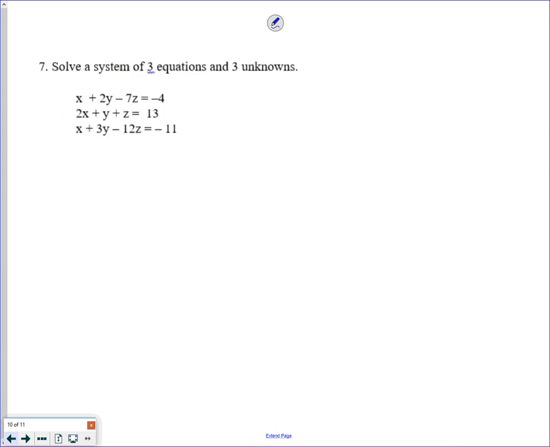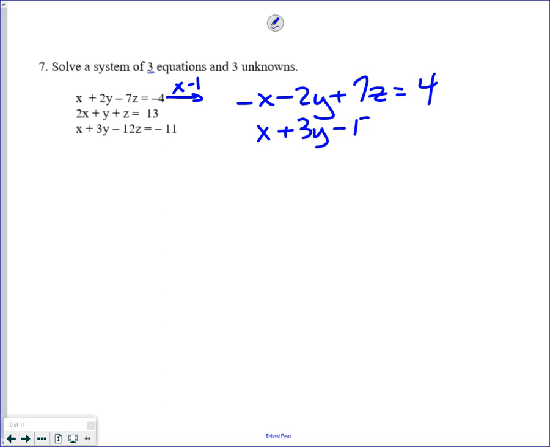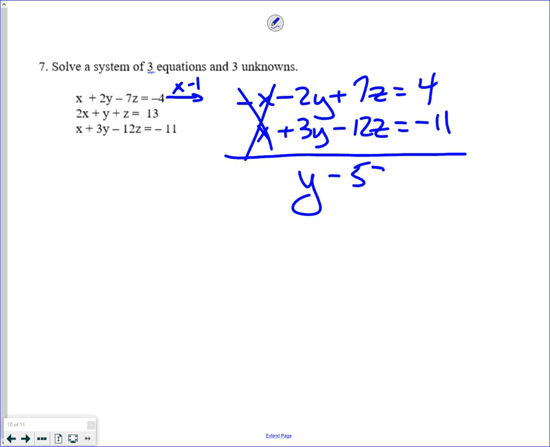Last one. I want to be able to eliminate one of the letters. I'm going to go ahead and do x again. So I'm going to take the top equation times negative 1. I'm going to get negative x, negative 2y, positive 7z equals positive 4. That's a 7. Let me erase that because it's not the best. Positive x, 3y, minus 12z equals negative 11. That's the bottom. X's cancel. Y minus 5z equals negative 7.